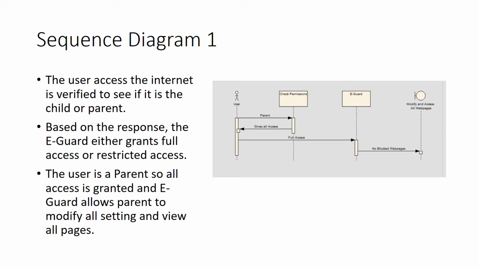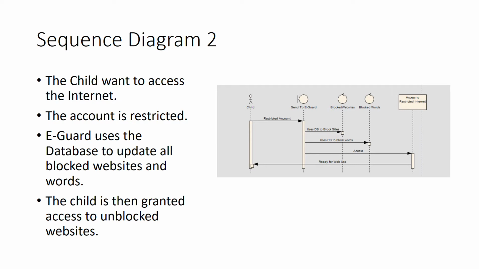In this diagram, the user is accessing the internet, and it first verifies to see if it is a parent or a child. Based on the response, the eGuard either grants full access or restricted access. The user is a parent, so all access is granted, and eGuard allows the parent to modify all settings and view all pages.